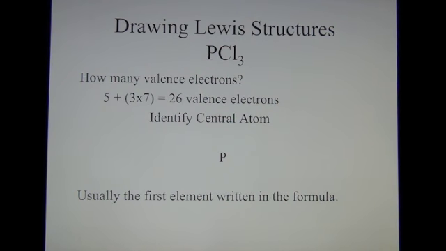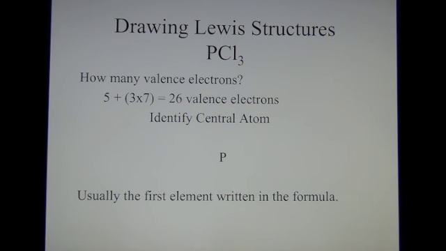Let's say that we want to draw the Lewis structure for the covalent compound PCl3, phosphorus trichloride. First thing we have to do, we have to identify the central atom. Most of the time that is the first element that is written. In this case that is phosphorus. So we're going to use phosphorus as our central atom.